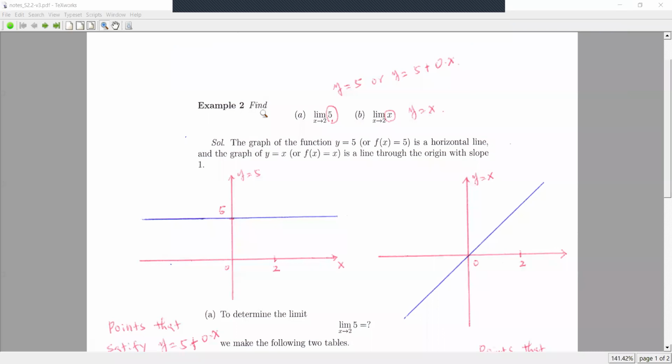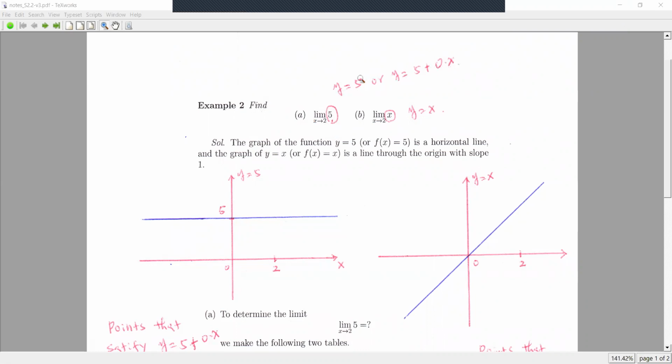Example 2. Find these two limits. The function in the first limit is 5, a constant function. The function value doesn't depend on x. Or you can say that the function depends on x in this way: 5 plus 0 times x.